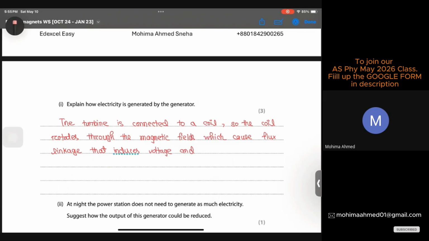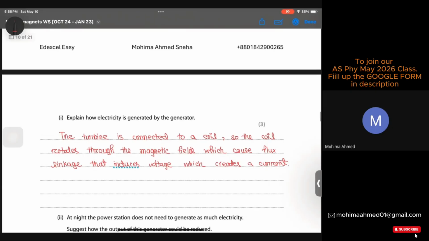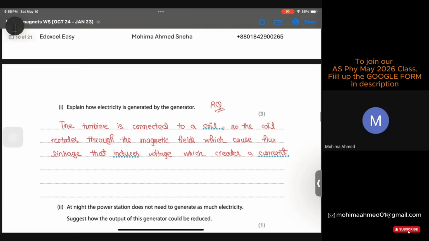That induces voltage and current flows. We can just say that it induces voltage, which creates a current, right? These are your 3 points for this. This is again a repeated question. We have already seen this in the previous questions so far, right? Any problem from this part? No problem, sis. Okay, then we can move on.